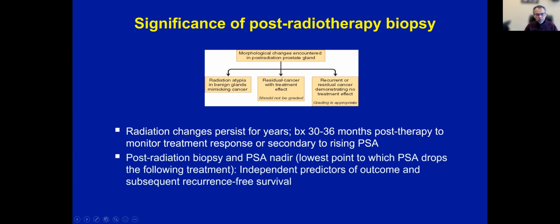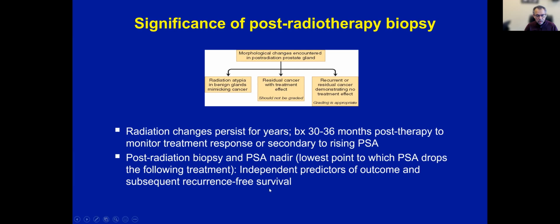So in this type of post-treatment setting, you could be dealing with three types of morphological scenarios: either radiation atypia in benign glands mimicking cancer, like the example that we saw; or residual cancer demonstrating treatment effect. The importance of recognizing this is that you should not grade this type of cancer, because it is not an aggressive cancer. These are dying cancers. But then again, it is very important to recognize recurrent or residual cancer demonstrating no treatment effect, because in this setting grading is appropriate, and recognizing cribriform morphology, if present, is also quite important, as I will show you in our experience, that it is a significant finding in this type of setting.